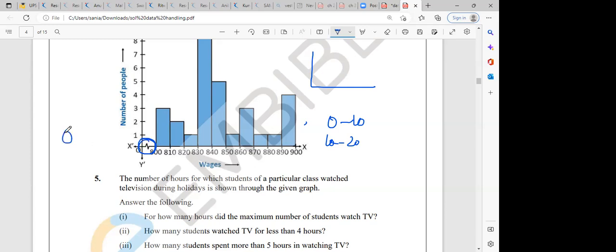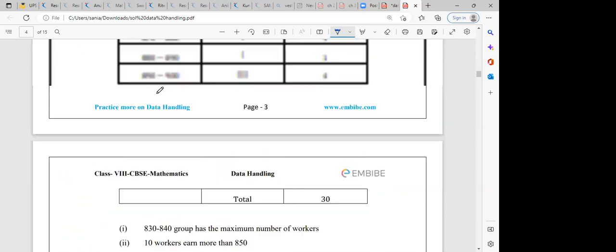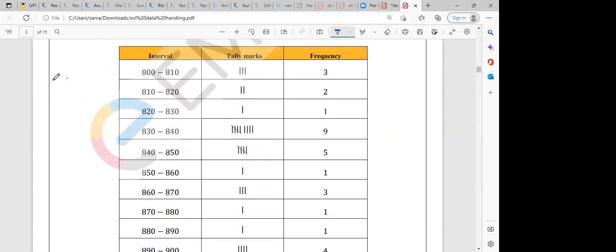Whenever the gap between 0 and the first term is different from the gap between the other terms, you draw a little break line, and then you start 800, then 810, 820, 830. You will break it, then 800, 810, 820, 830 like this. So 800 to 810 it is 3. Then the next is 2, so it will lie here. Then 820 to 830, it's 1, so it will lie here like this.